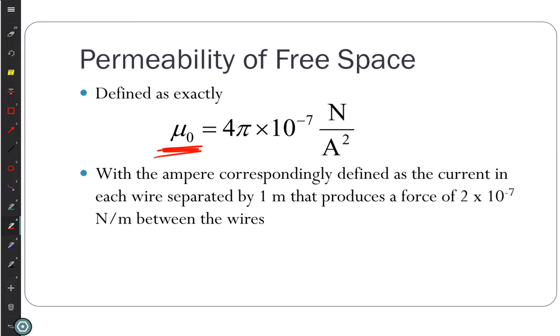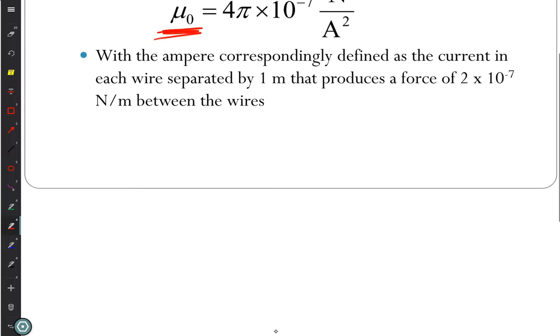And the ampere is defined as the current going through two parallel wires that will result in a force of 2 times 10 to the minus 7 newtons per meter between the wires. That's something that could be reproduced anywhere in the world easily. So let's look at this to understand how it works.